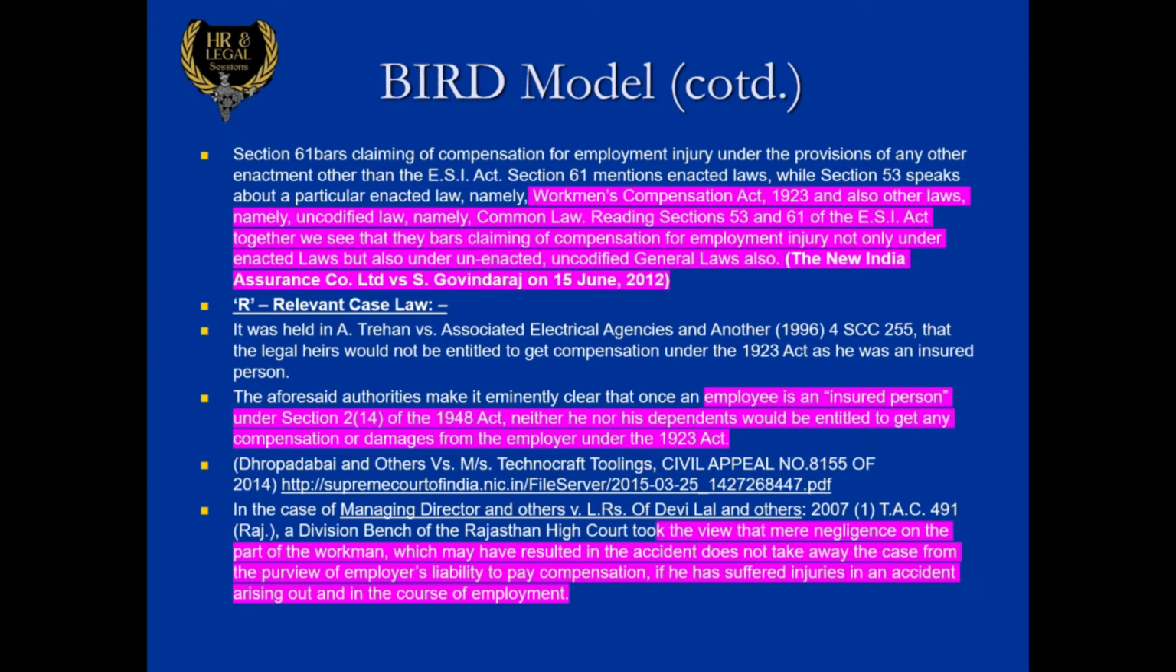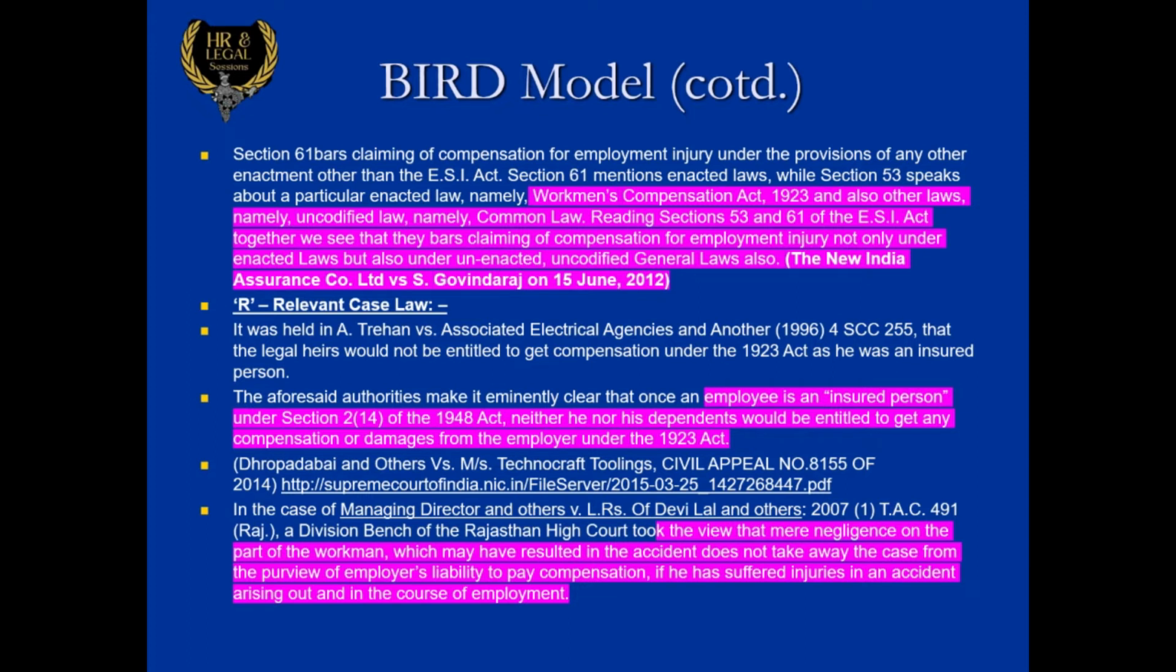Coming to section 61, the claiming of compensation for employment injury under the provisions of any enactment other than the ESI Act. Section 61 mentions the enacted laws, while section 53 speaks about a particular enacted law, namely the Workmen Compensation Act 1923, and also other laws, namely uncodified law, namely common law also. Reading sections 53 and 61 of the ESI Act together, we see that they bar claiming of compensation for employment injury not only under enacted laws but also under unenacted, uncodified general law also.